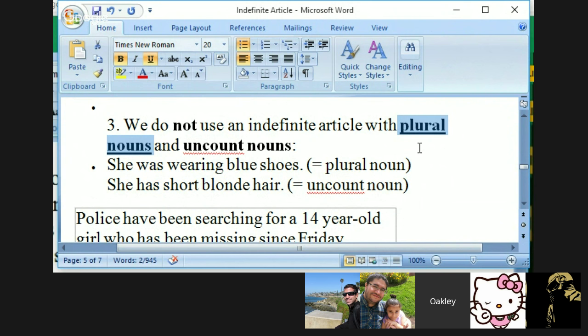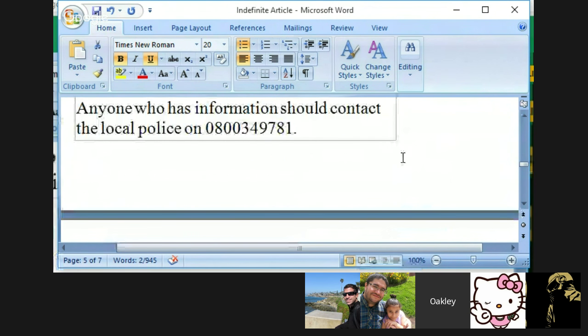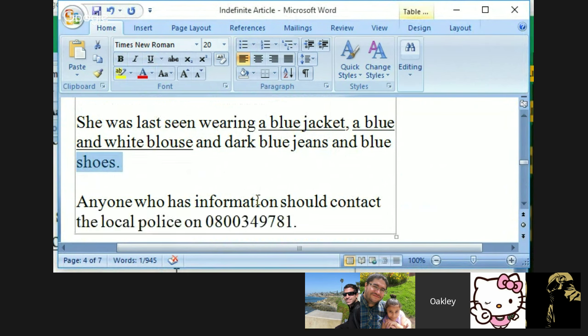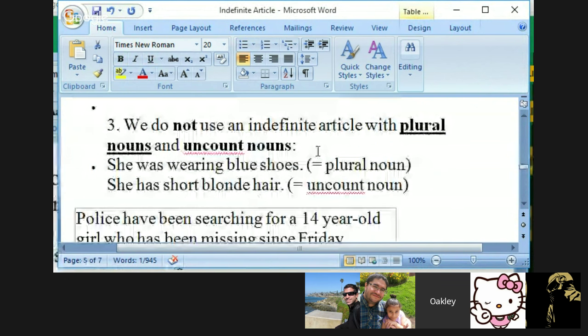But obviously, going back to looking at jeans, these aren't plural. There are words that end with S that are not plural. Scissors, jeans. Just because it has an S at the end does not make it a plural noun. If I want to say plural scissors, I need to say 3 pairs of scissors, and now pairs is really the focus noun there. We do not use an indefinite article with plural nouns or uncountable nouns.